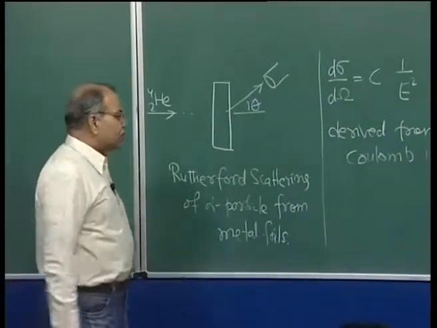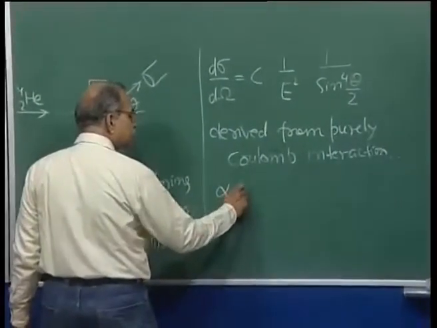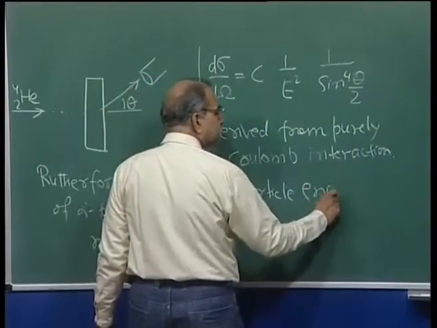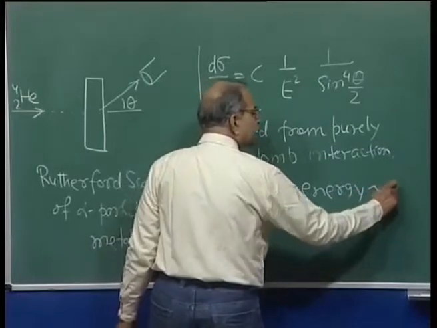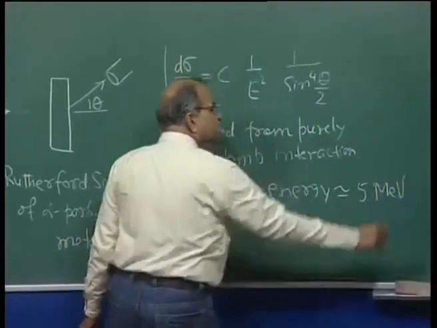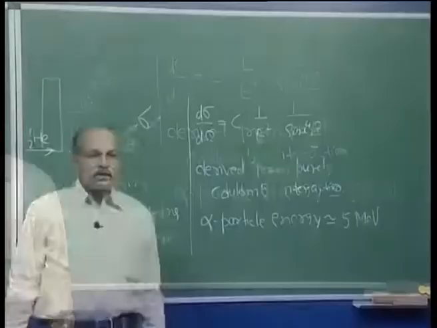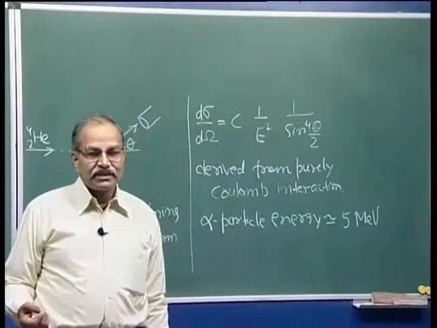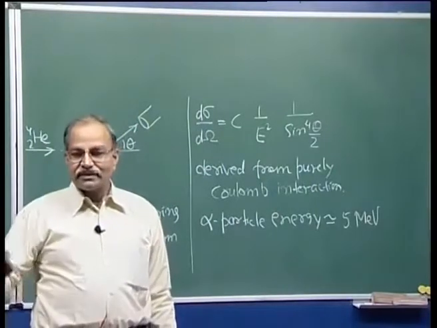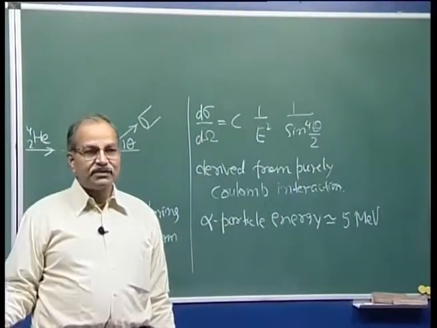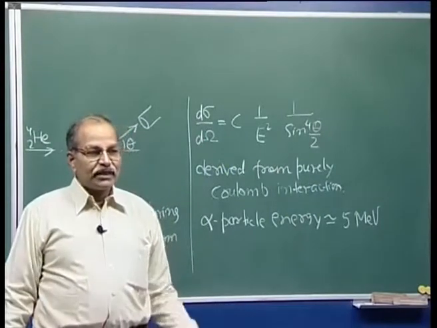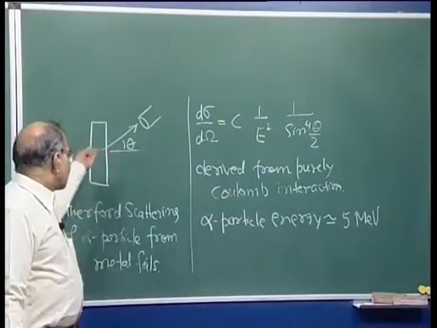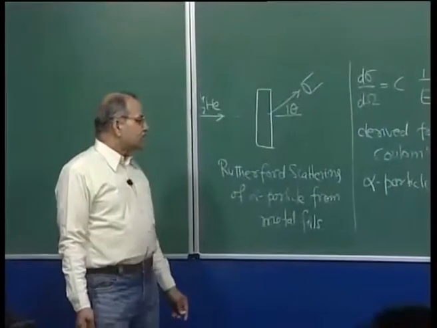Now, the alpha particle energy that was used in the original Geiger-Marsden experiment was around say 5 MeV. He used a natural radioactive source, and from the natural radioactive sources, when alpha particles come out, the energies are of the order 4 to 8 mega electron volts. So, that is the kind of energy he was using, and several metal foils were used in that original experiment.